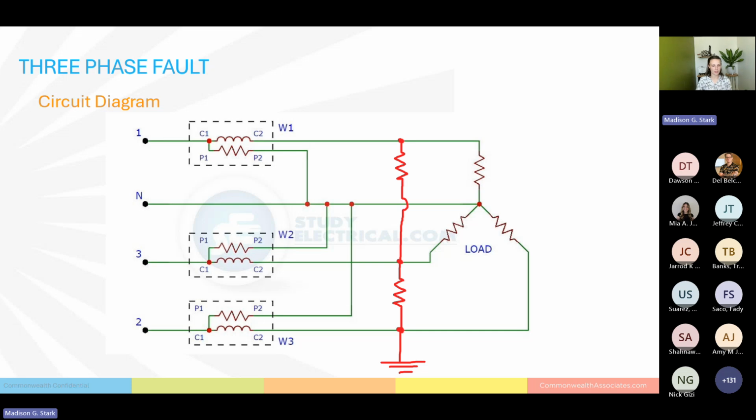So you have the tie between phase 1, 3, and 2, or 1, 2, and 3. Can hit the neutral, doesn't have to hit the neutral, can hit ground, doesn't have to hit ground. The biggest part of identifying a three-phase fault specifically is that all three phases are faulted.